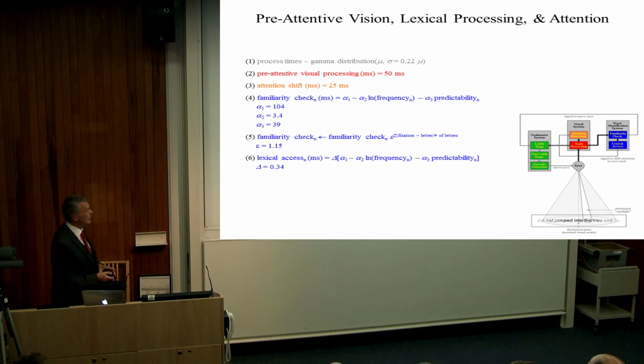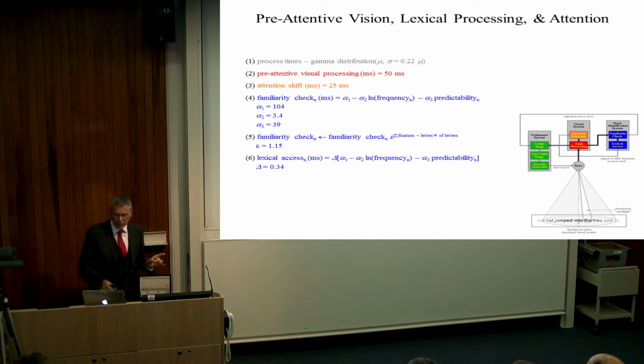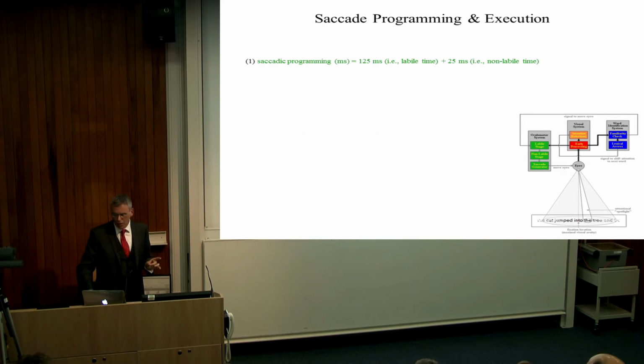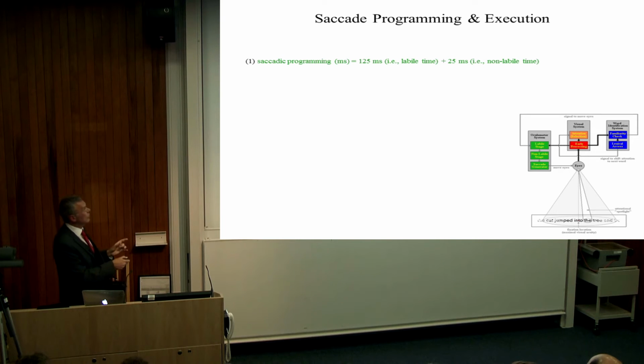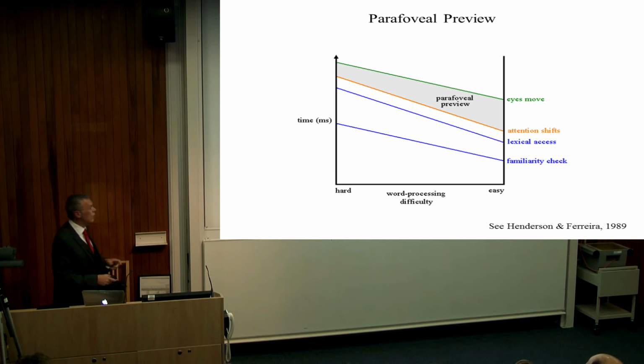On the lexical access stage, the time it takes to complete lexical access is on average some fixed proportion delta of the time it takes to complete the familiarity check. And that has an important ramification that I'm going to mention in just a second. But before I do that, I want to mention very quickly that the time it takes to program a saccade is broken down into two stages. Remember the labile stage and the non-labile stage, which on average consume 125 milliseconds and 25 milliseconds. So this is the point I wanted to make.